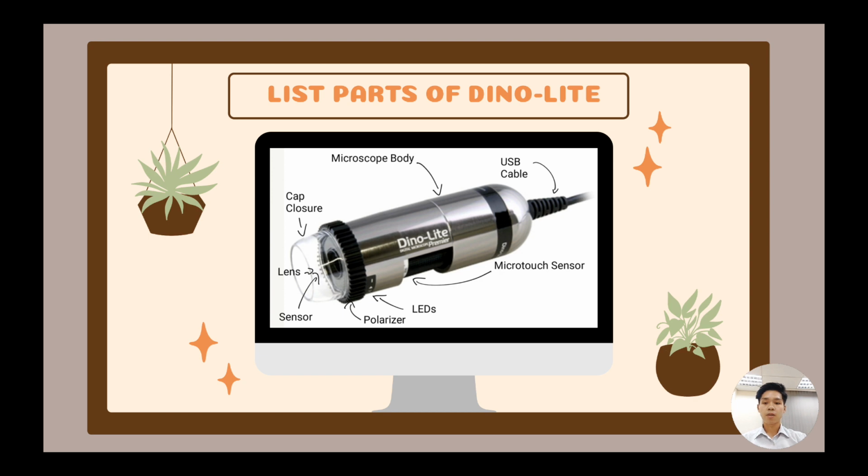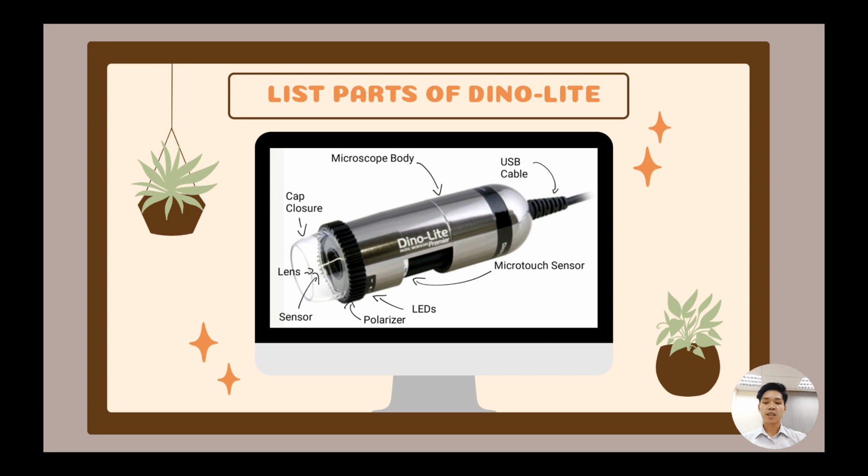Number three is cap closure, the removable cap that covers the lens and protects it from dust and damage. Number four is a microtouch sensor, the small button on the side of the microscope that allows you to take a picture or control other functions with touch.